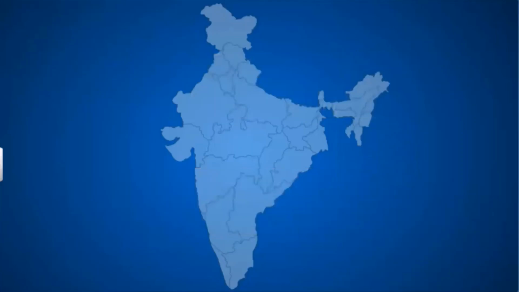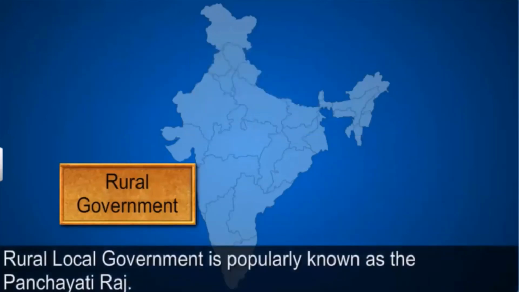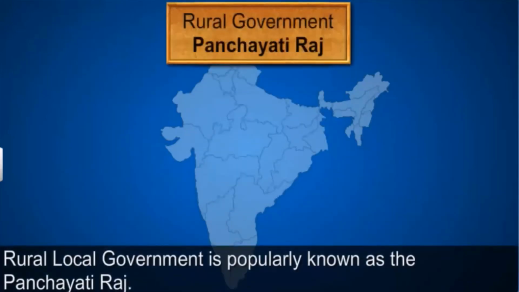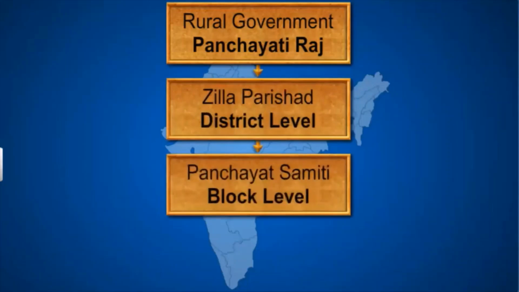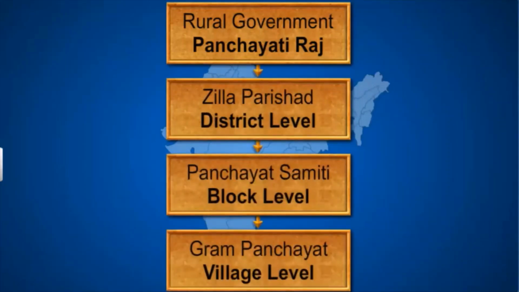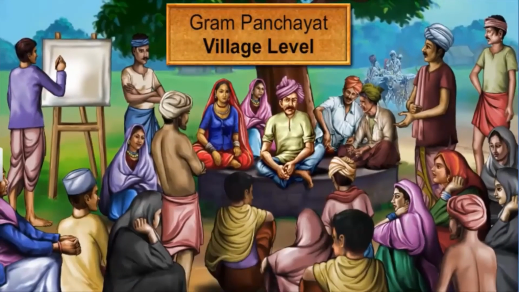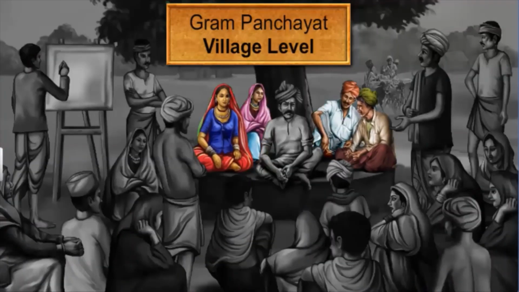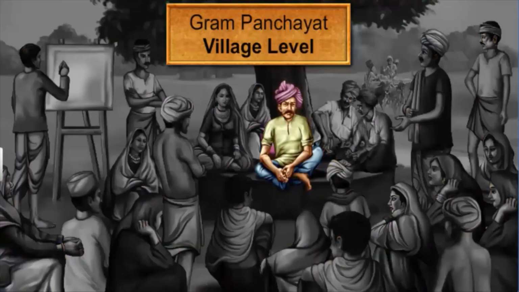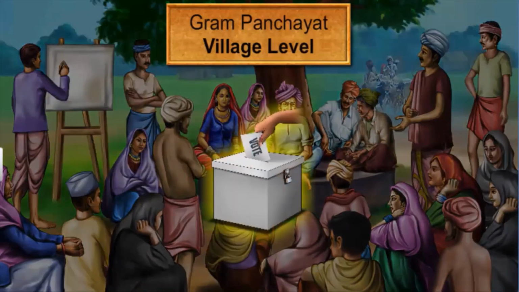Let's now take a look at the local governments that exist in rural and urban India. The rural local government, popularly known as the Panchayati Raj, consists of the Zilla Parishad, the Panchayat Samiti, and the Gram Panchayat. The Gram Panchayat is a decision-making body present in each village or group of villages. It consists of ward members called Panch and a president called Sarpanch. They are directly elected by the adults of the ward or village.